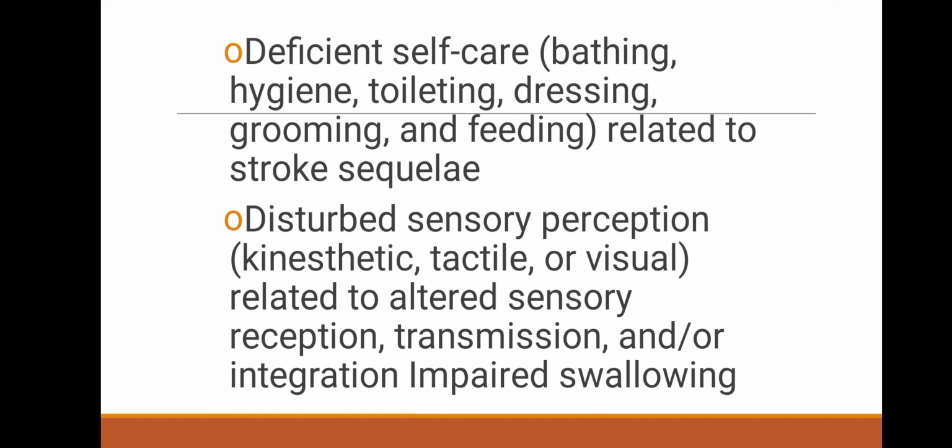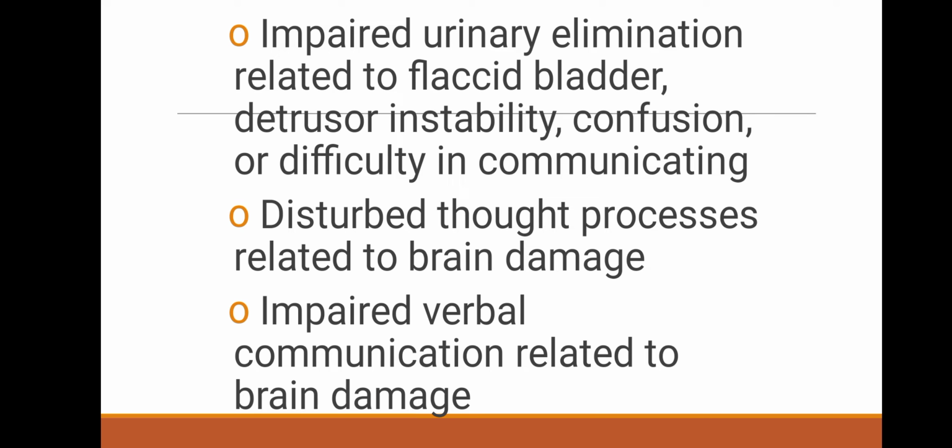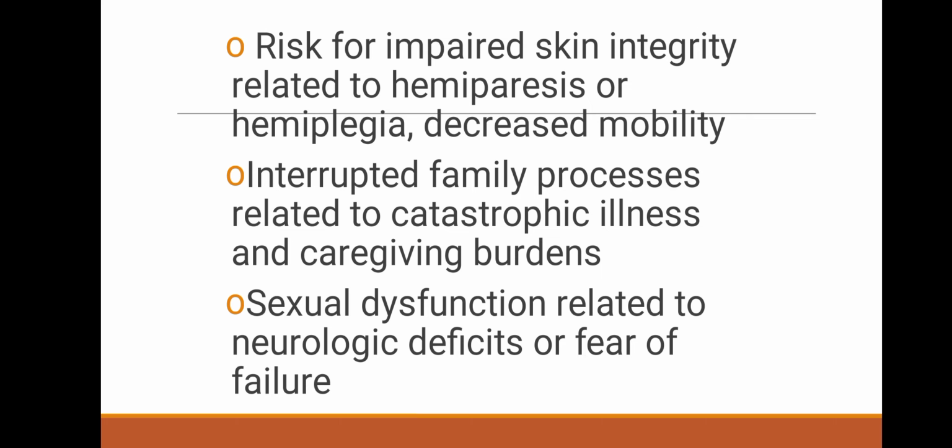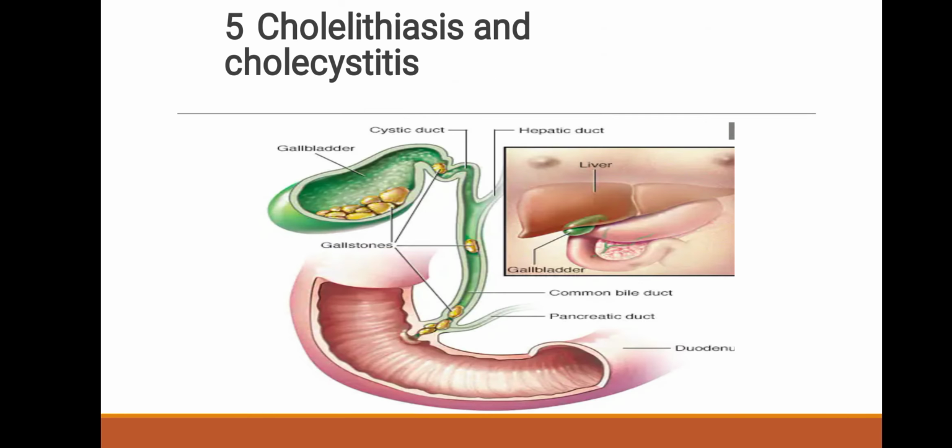Disturbed sensory perception, kinesthetic, tactile, or visual, related to altered sensory reception, transmission, and/or integration. Impaired swallowing. Impaired urinary elimination related to flaccid bladder, detrusor instability, confusion, or difficulty in communicating. Disturbed thought processes related to brain damage. Impaired verbal communication related to brain damage. Risk for impaired skin integrity related to hemiparesis or hemiplegia, decreased mobility. Interrupted family processes related to catastrophic illness and caregiving burdens. Sexual dysfunction related to neurologic deficits or fear of failure.